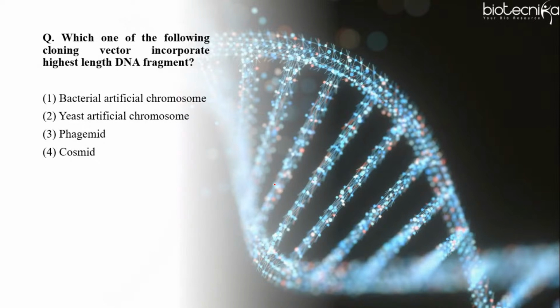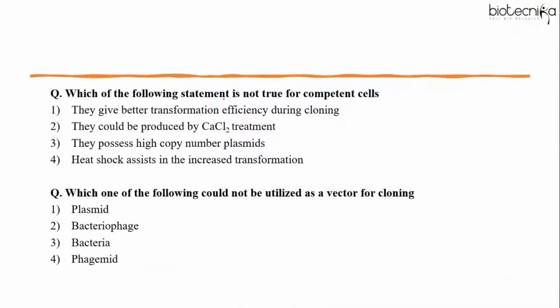Which one of the following cloning vector incorporate highest length DNA fragment? Is it bacterial artificial chromosome? Is it yeast artificial chromosome? Is it phagemid, or is it cosmid? YAC? Yes, absolutely right. It is YAC. Correct. Yeast artificial chromosome.